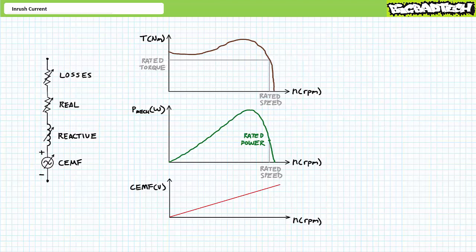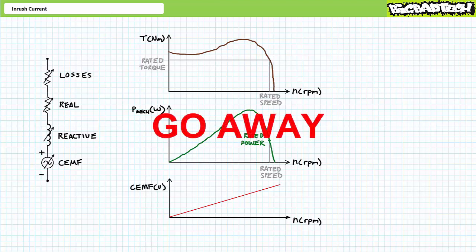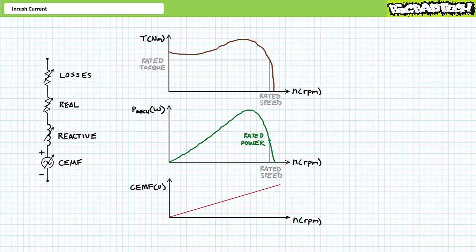If you had trouble calculating Inrush in the previous examples, this half of the lecture is definitely off limits to you. Only the strongest, smartest, and sexiest among you may proceed.